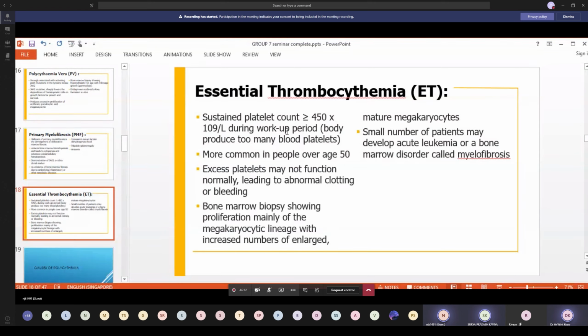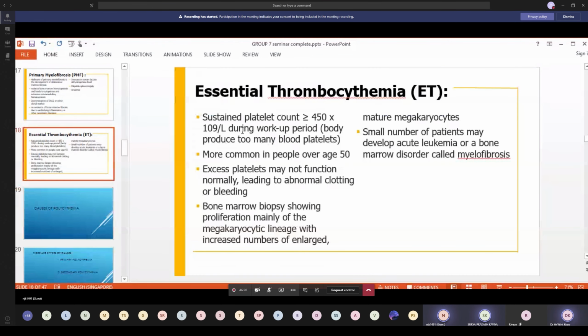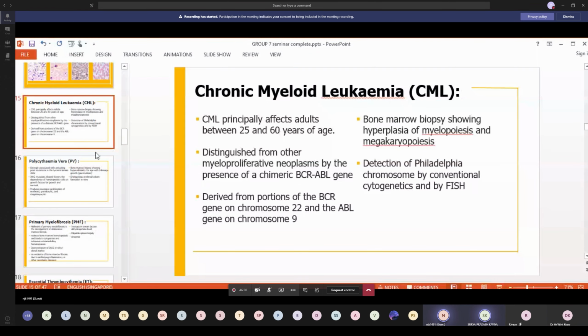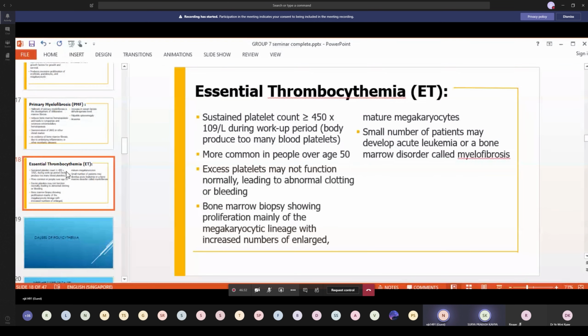You look at the platelet count. Remember, the platelet count is in this range, 450 times 10^9. It is more common in older people. The first one was talking about CML, 25 to 60. But for ET, remember ET is for old people, over the age of 50. Abnormal excess platelets may not function normally, leading to abnormal clotting or bleeding.